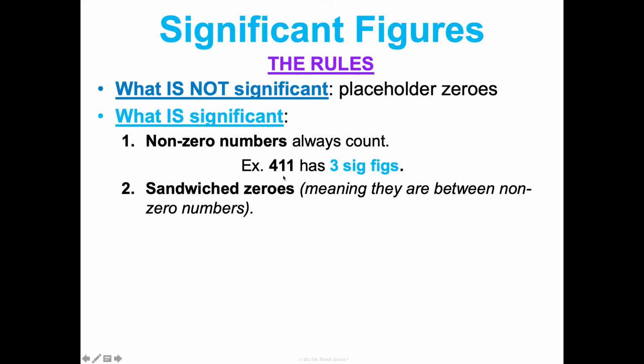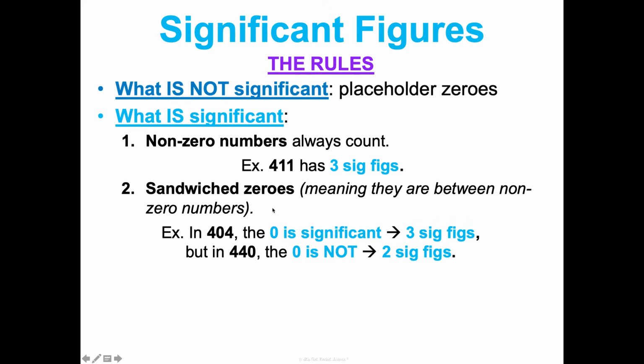Okay, another thing that's significant is sandwich zeros. So meaning they're between non-zero numbers. Okay, so look at this example. In 404, this 0 is significant because it's between 2 non-zero numbers. So we would say that this number has 3 sig figs. 1, 2, 3. But in 440, that 0 is not sandwiched. It's just a placeholder. It's just there to let you know that this is 440, not 44. And so this number only has 2 sig figs.